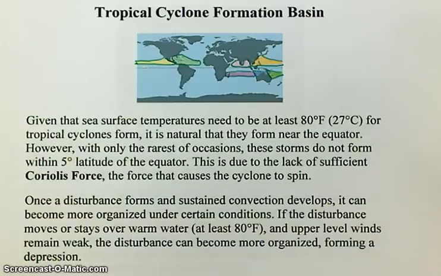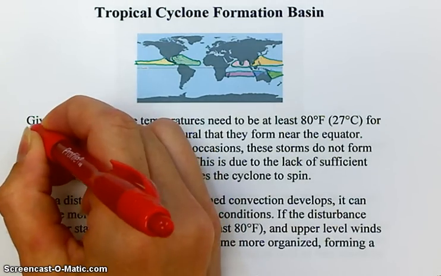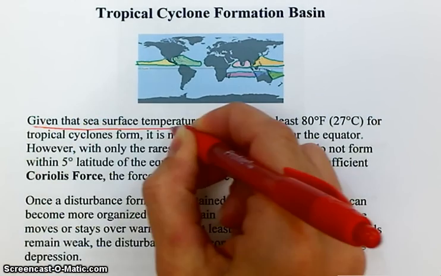However, with only the rarest occasions, these storms do not form within 5 degrees latitude of the equator, so they don't form right at the equator. This is due to the lack of sufficient Coriolis force. Remember, the Coriolis force is that apparent curvature because of the spinning of the Earth. That is the force that is necessary to cause the cyclone to start rotating or spinning. So we're not going to have them forming right at the equator because we need a little bit more Coriolis force to be present.